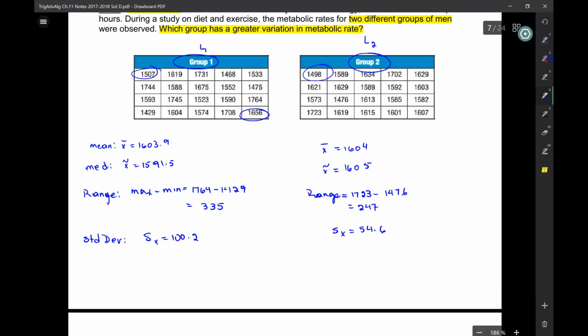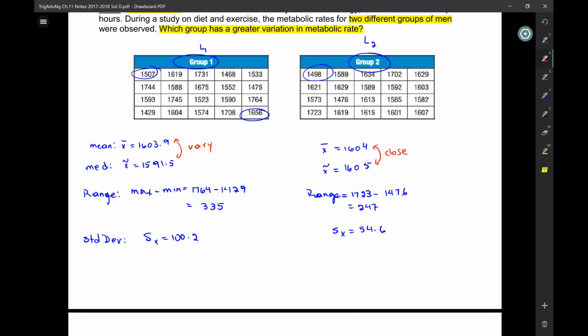All right, so the question was, which group has a greater variation in metabolic rate? Let's take a look at this. Look at, in list 2, the mean and the median. Do you see how close they are? As opposed to list 1, look how the mean and the median vary from one another. That means there is greater variation.